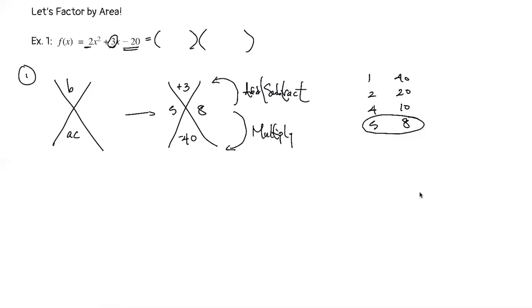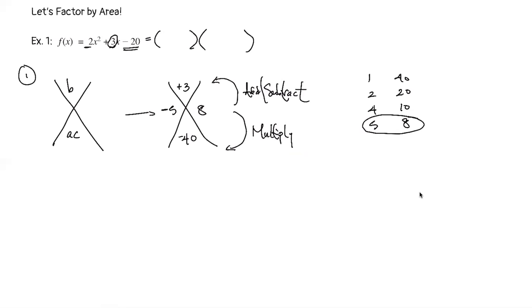Let's think about this. If I have 5 and minus 8, that's going to give me negative 3, not positive 3. So that's not right. Okay, well, how about minus 5 and positive 8? Yeah, that makes a positive 3. And also when I multiply them, they make negative 40.